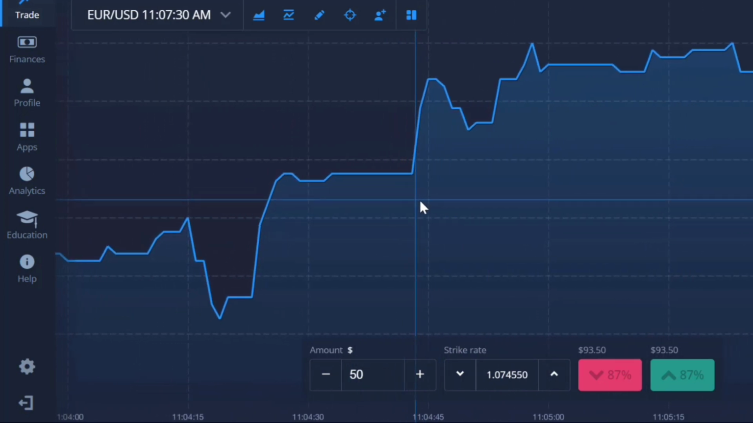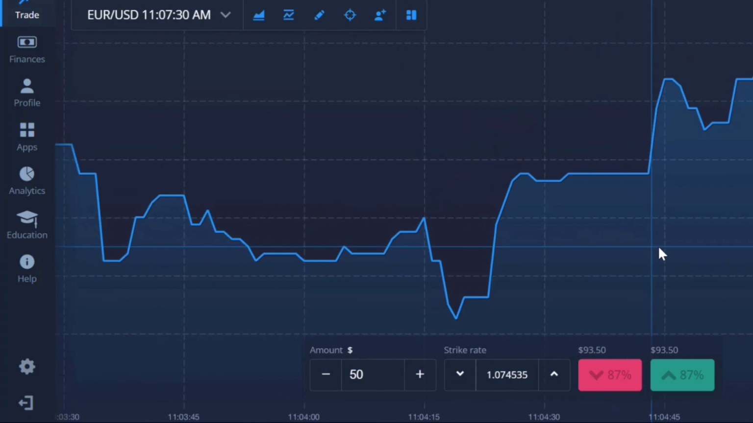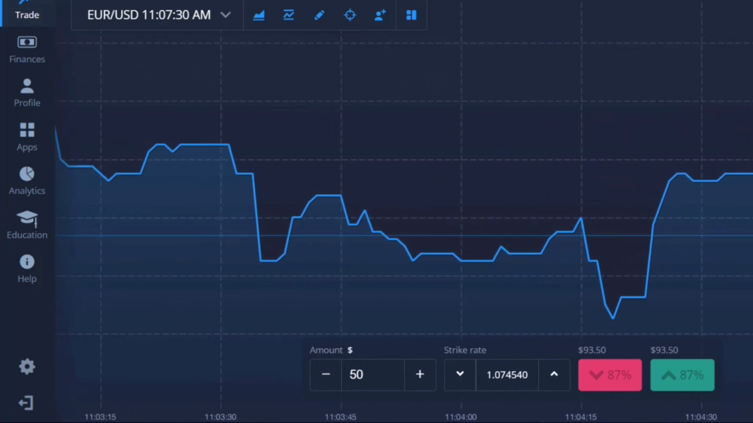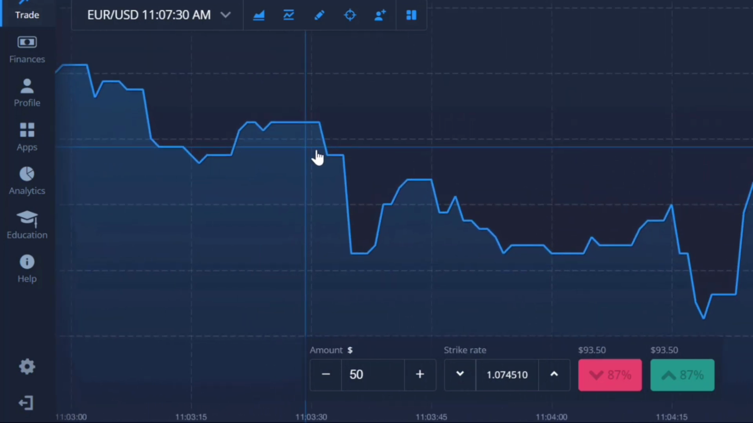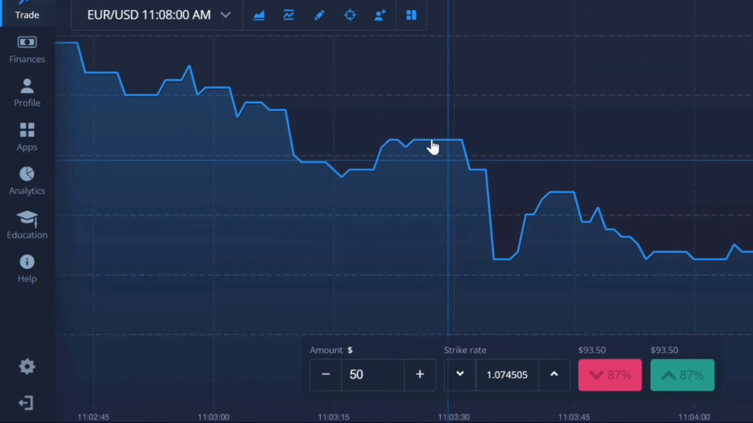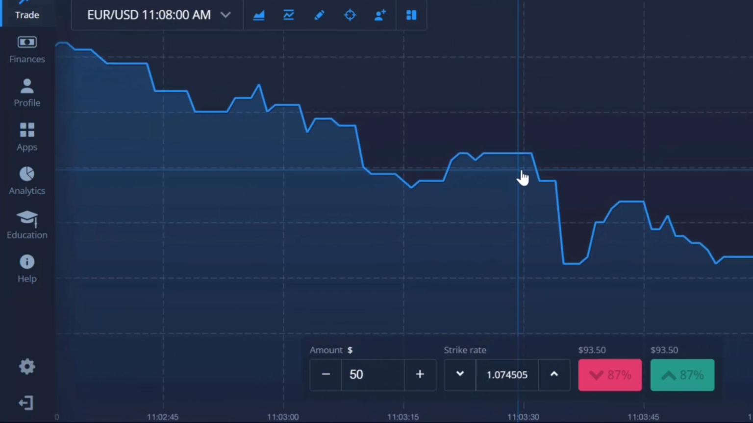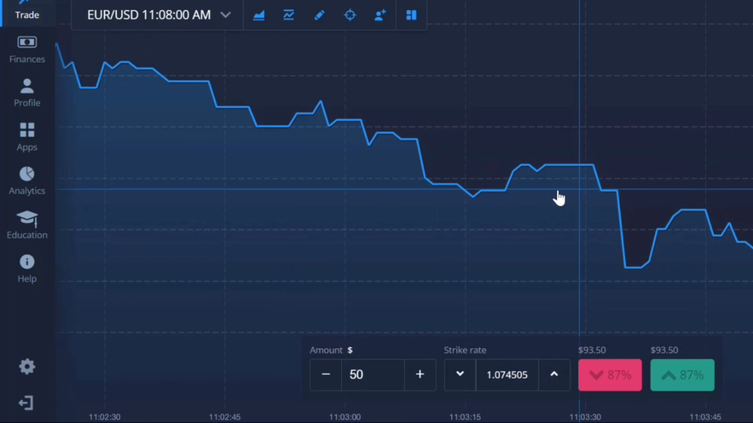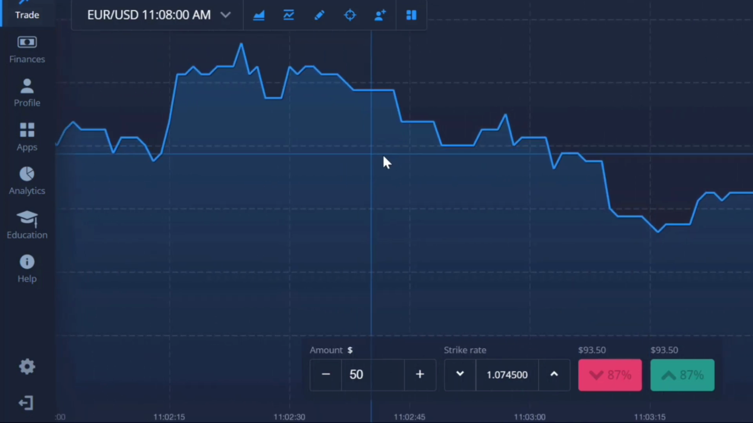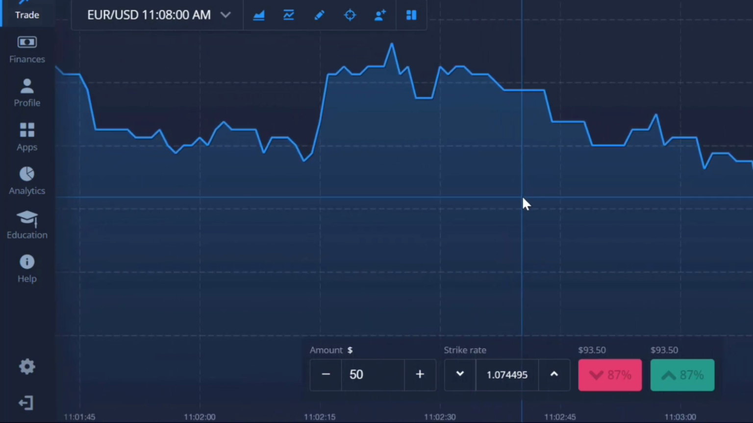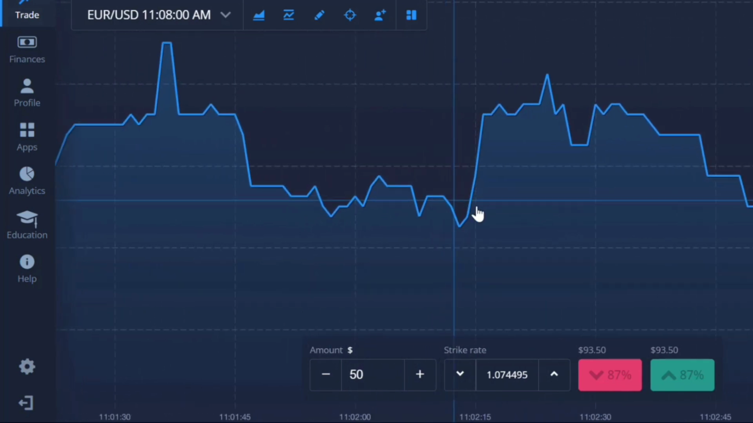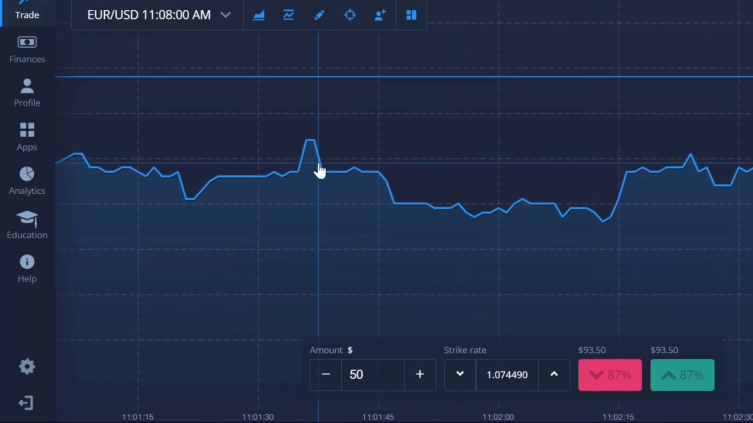Manage risk. Risk management is an essential part of trading, as it helps you limit potential losses and protect your trading capital. You can use methods such as stop-loss orders, position sizing, and diversification to help manage risk. Keep a trading journal. Keeping a trading journal can help you track your progress, identify areas for improvement, and refine your trading strategies.